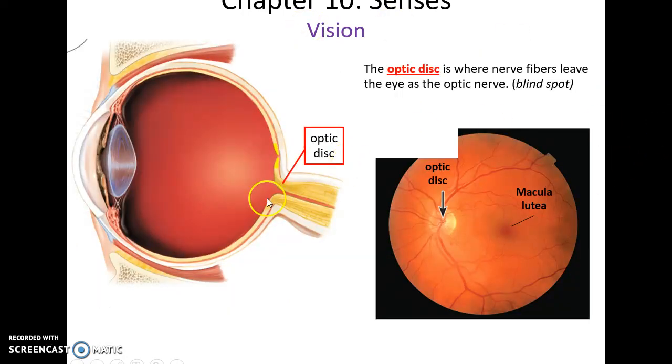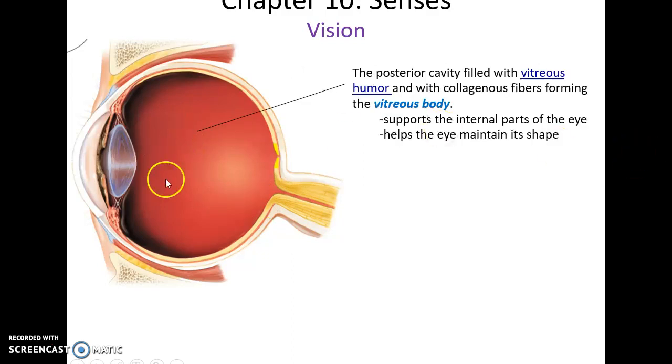Optic disc. The optic disc is the area where the optic nerve is penetrating the eyeball. At the optic disc, there are no photoreceptors, so this is a blind spot. Filling this huge chamber is vitreous humor, which is primarily a cartilaginous mass called the vitreous body. This helps to support the internal structures of the eye and helps the eye maintain its basic shape.